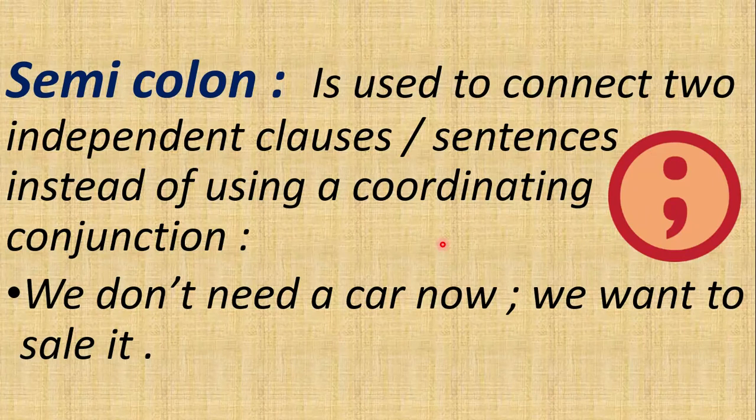Then semicolon. Dear learners, semicolon is used to connect two independent clauses or sentences instead of using a coordinating conjunction. We don't need a car now; we want to sell it. Here in the middle of a sentence, we don't need a car now. We want to sell it. Here we have used semicolon.